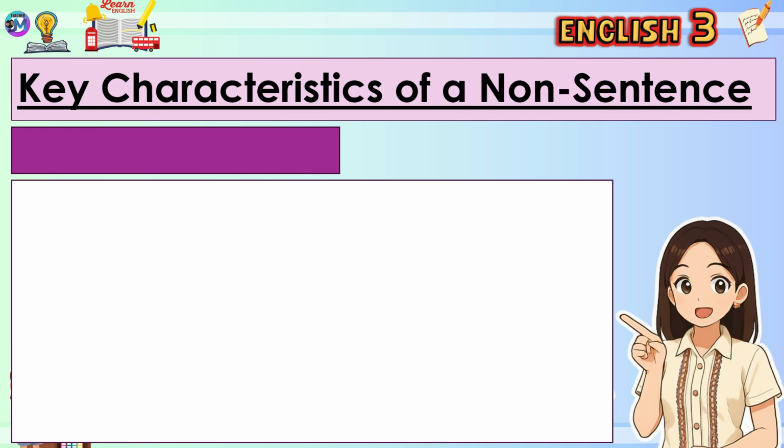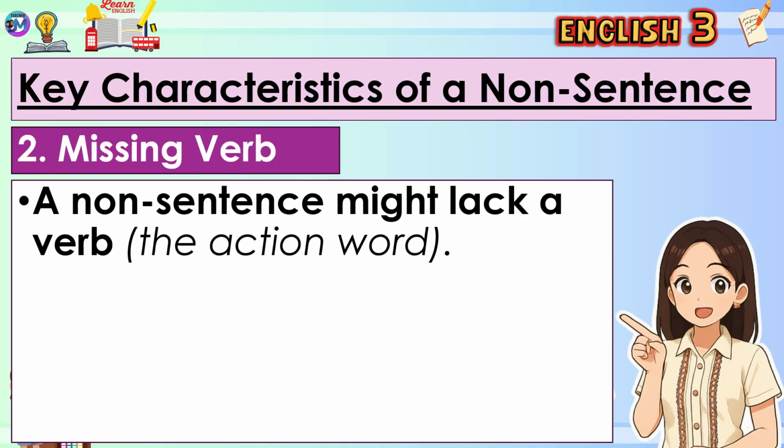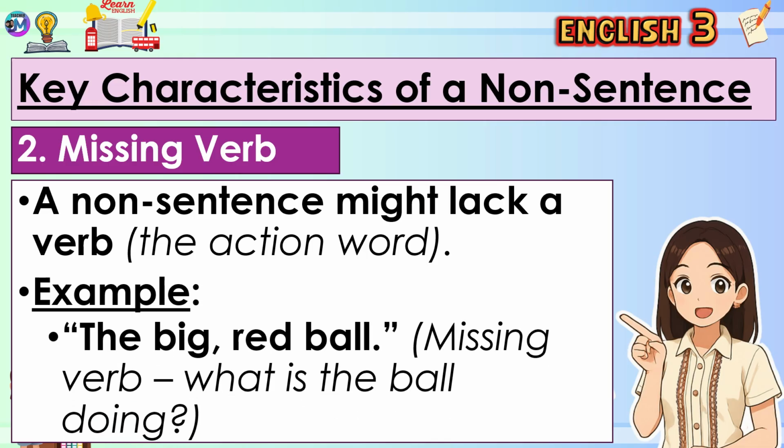Another key characteristic of a non-sentence is a missing verb. A non-sentence might lack a verb or the action word. For example, the big red ball. Missing verb, what is the ball doing?